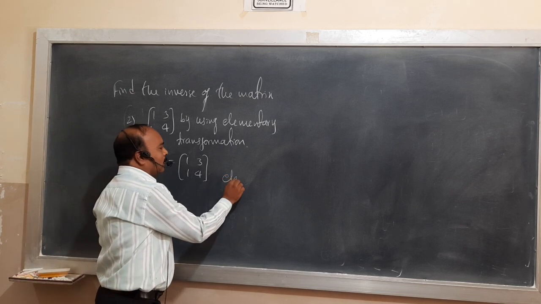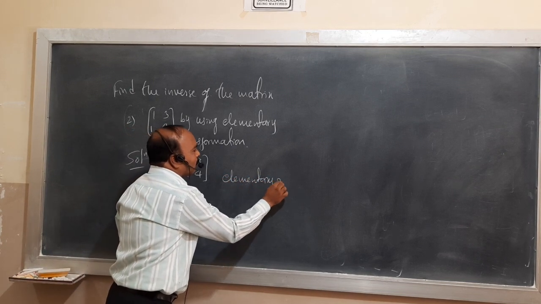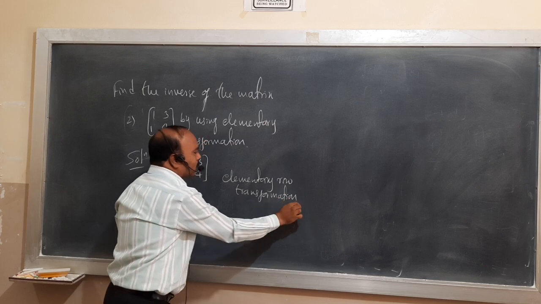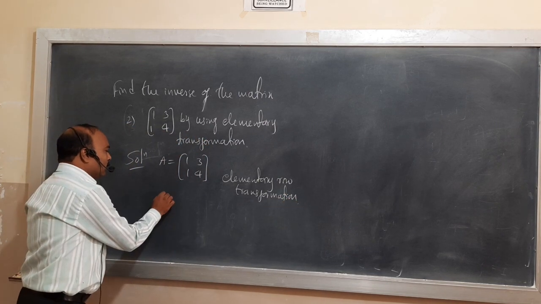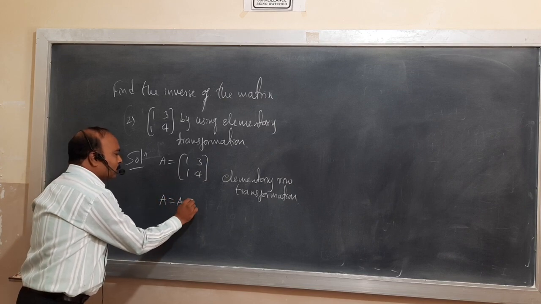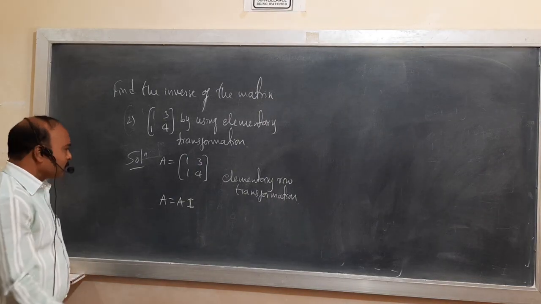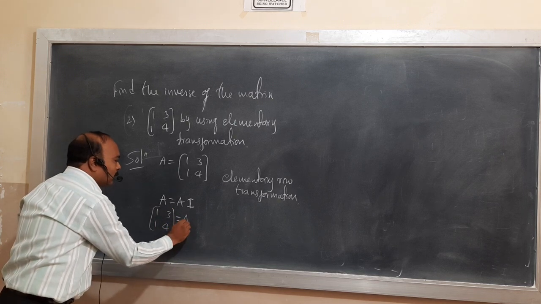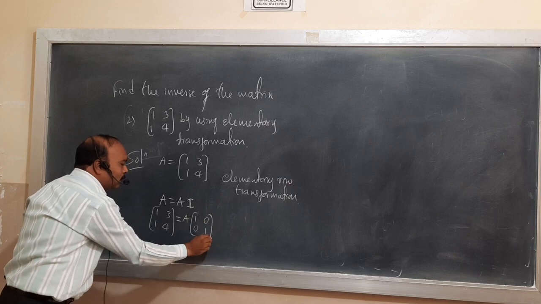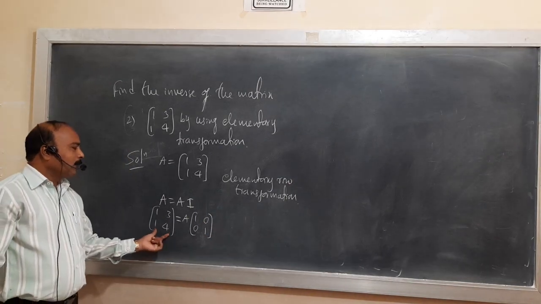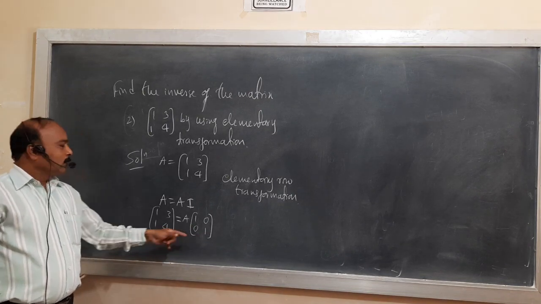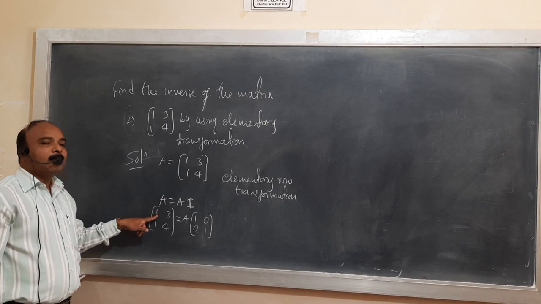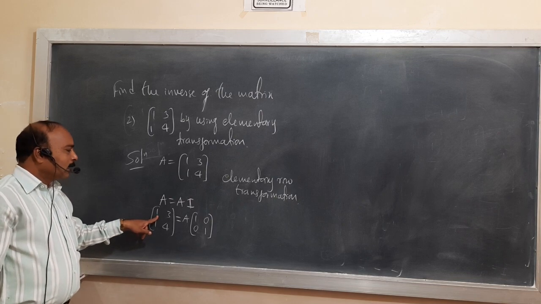I will use elementary row transformation. Now similar to the last question, this A can be written as A into I, because A into I is A matrix only. A is given, it is 1 3 1 4 equal to A as it is, I is 1 0 0 1. Now we convert this left hand side matrix into the identity matrix. For that, there is already 1 there. In the last example, this 1 was not there and we converted that into 1, but here 1 is already given.